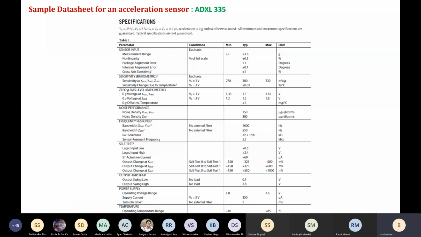Like suppose you need an accelerometer for some measurement. Now, what accelerometer will you choose? Whether you will go for this ADXL335 or for some other device, right?